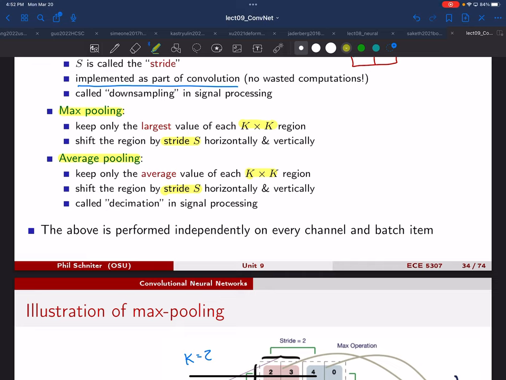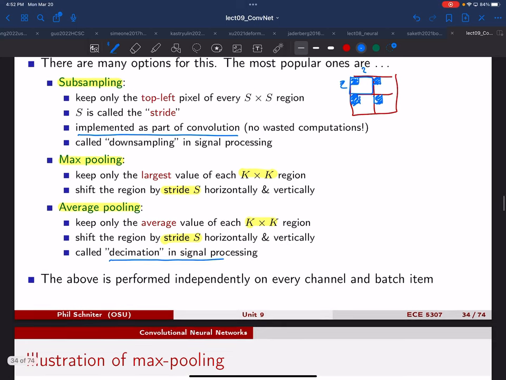And this last one is called, in signal processing, decimation. If you've taken 500, maybe 3050 talks about it too, for sure. 500 talks about that.